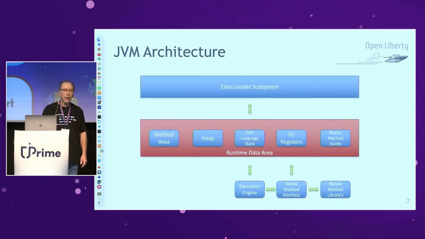So how does a JVM work? Again, this is from a very, very high level. We have three subsystems that interact with each other. We've got the class loader subsystem, the runtime data area, and the execution engine.